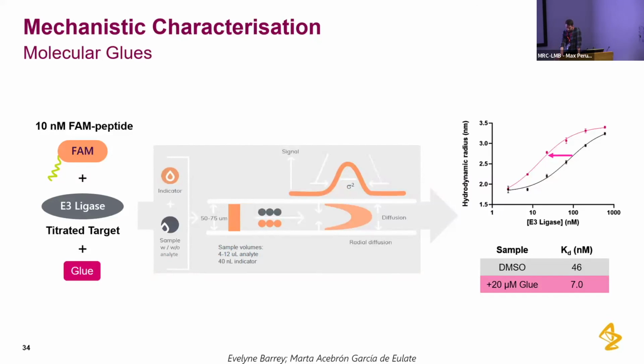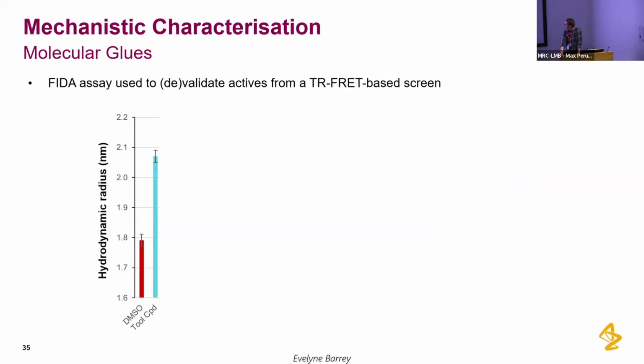In the project, this assay was then used to characterize some hits from a small screen that was done using a FRET assay that looked at the interaction of the peptide and the E3 ligase. So this chart here shows an example of the data. DMSO only, which is a negative control, has a hydrodynamic radius of 1.8-ish nanometers. In the presence of the tool compound, it increases because we form the complex.